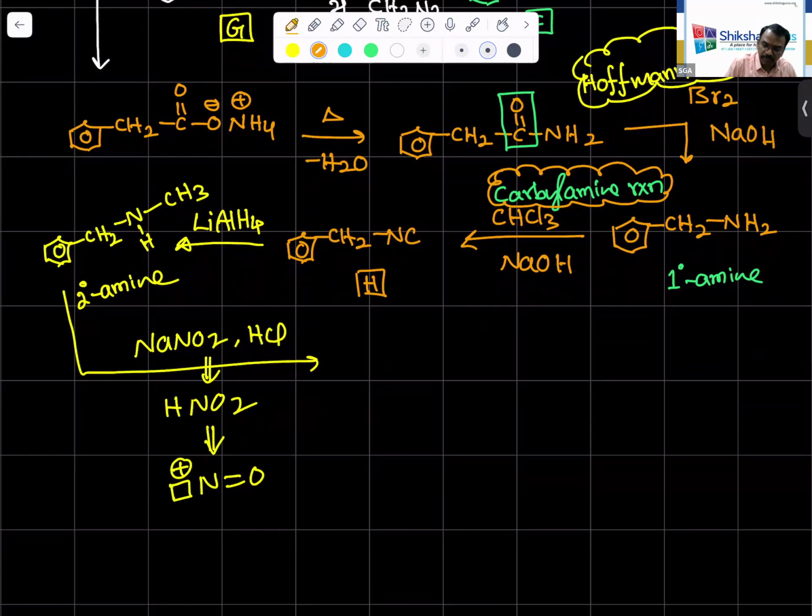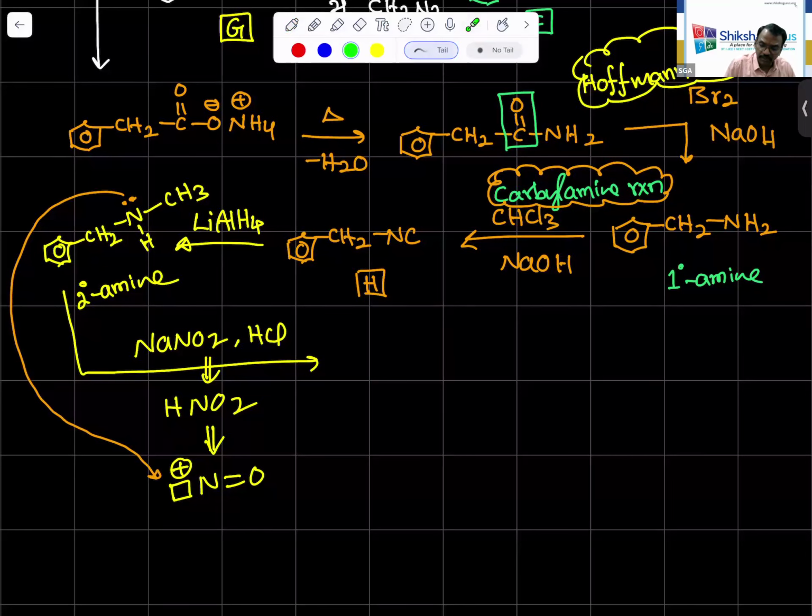Now, the nitrogen atom carries a lone pair. It can act as a nucleophile. Therefore, what will happen? This nitrogen donates electrons to this NO+. After donation, this nitrogen atom gets a positive charge. In order to become neutral, it releases H+. It will convert into N-nitrosoamine.